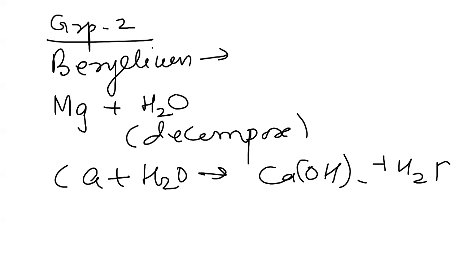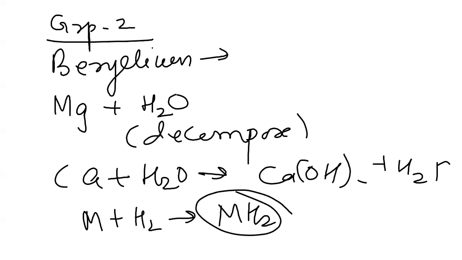Okay, and whenever they react with hydrogen, they form their hydrides. Alkali metals form their hydrides, and alkaline earth metals, when they react with hydrogen, will form MH2.